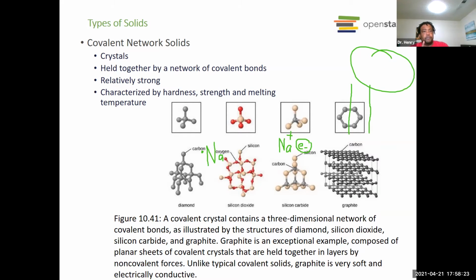So these covalent networks are going to be relatively strong. They're going to be characterized by their hardness, their strength, and their melting temperature.